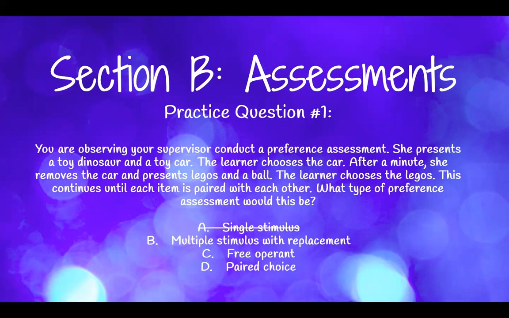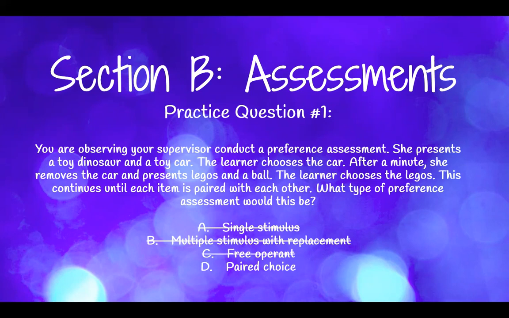First, I'm going to eliminate single stimulus. She presented a toy dinosaur and a toy car, so that would be 2. Single stimulus would not make sense there. Then I'll eliminate multiple stimulus with replacement. Multiple stimulus refers to 3 or more, so most often it's like 6 to 8 items in that field. But in this example, she only presented 2 at a time. So multiple stimulus would not be correct.